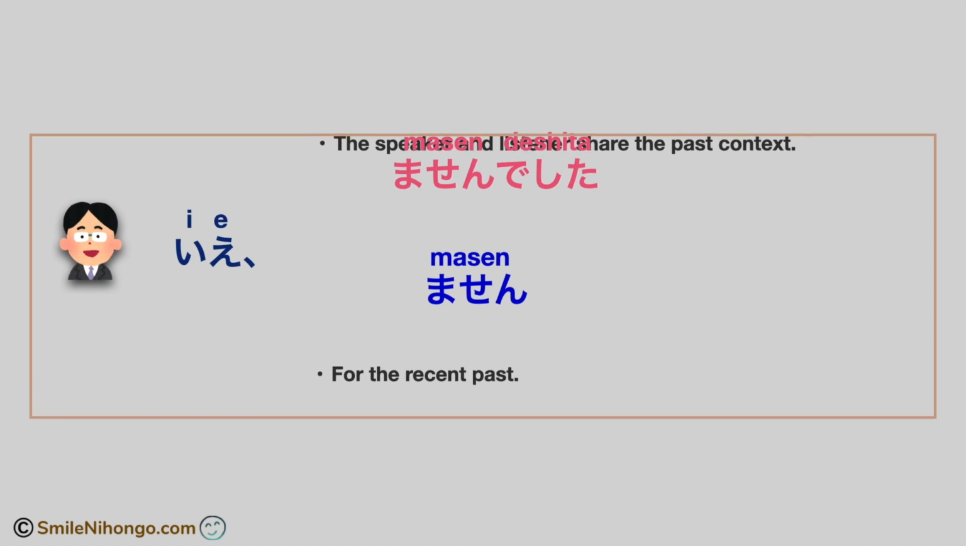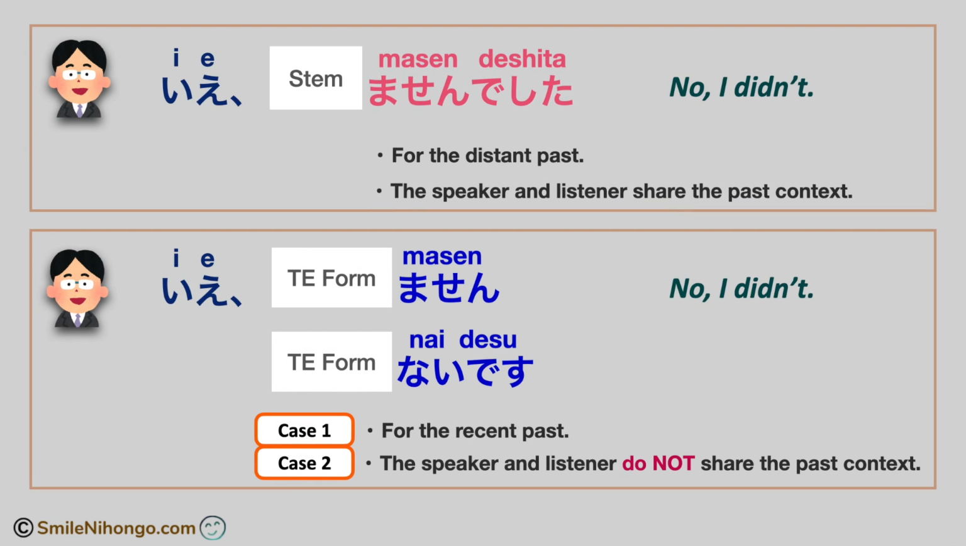Again, these are not unified grammar rules in the language yet. To keep it simple, just remember that you can respond in てません or てないです expressions to a question about the recent past. So when people ask you a question about this morning, yesterday, last week, or a few weeks ago, you can try your response in てません or てないです, okay? When you are not sure, you can just use ませんでした. That's fine.